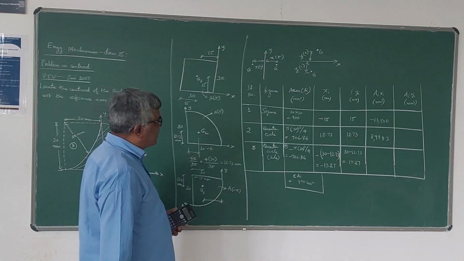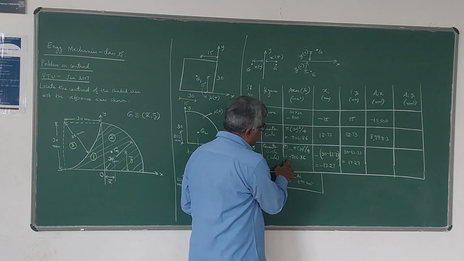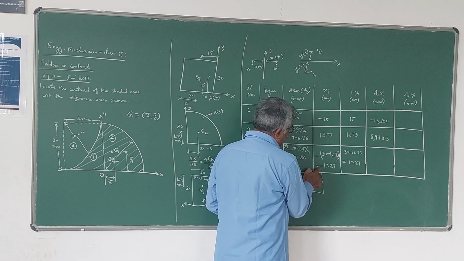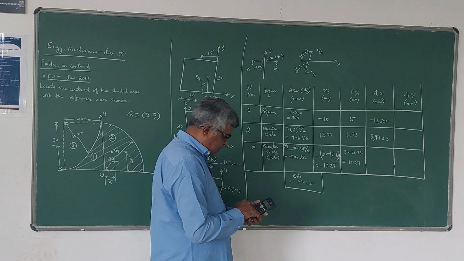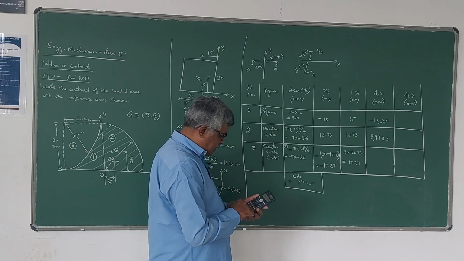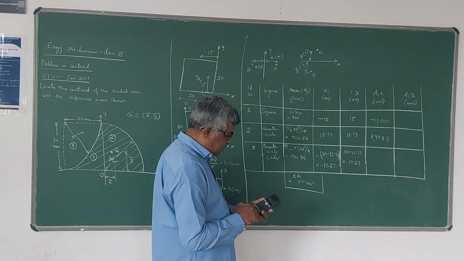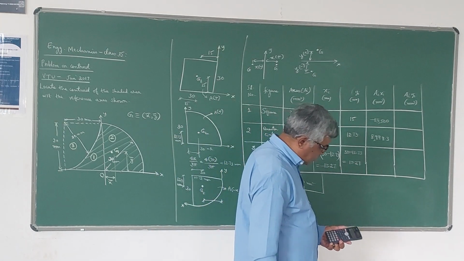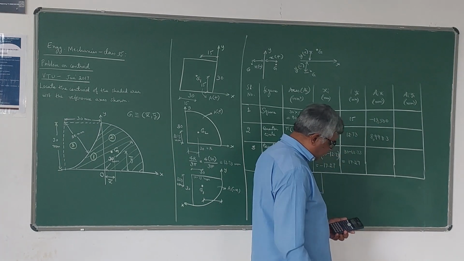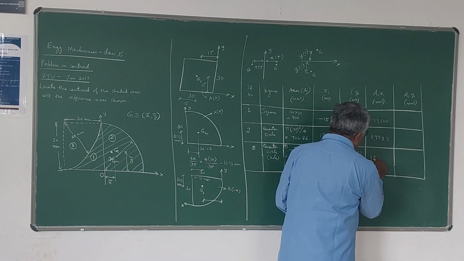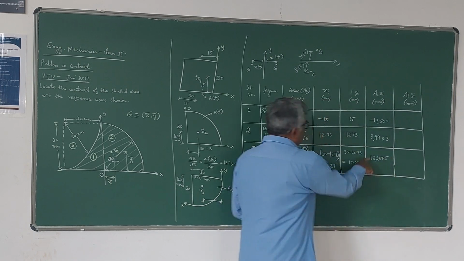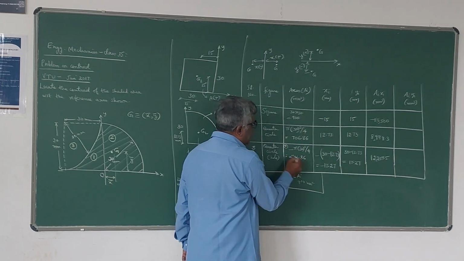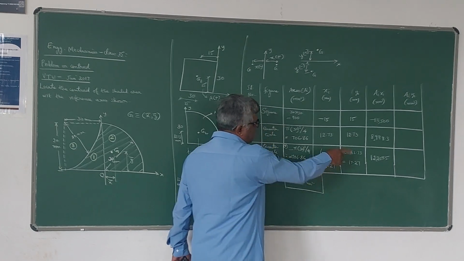For the third one, please note that this is negative, this is also negative, so minus into minus becomes plus. So 706.86 multiplied by 17.27. It is 12,207.5. Please note that this value is positive, because this is negative, the product will be positive.